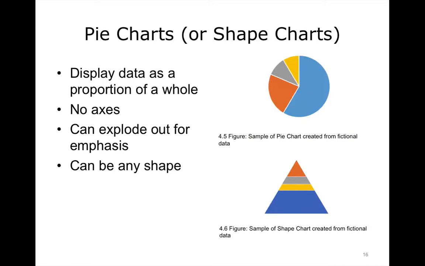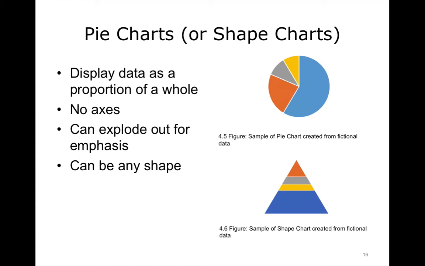Pie charts, or shape charts, because they don't always have to be in a pie shape, display the data as a proportion of the whole. Well, what does that mean? It means that you have 100% of something and you are going to split it into different categories.